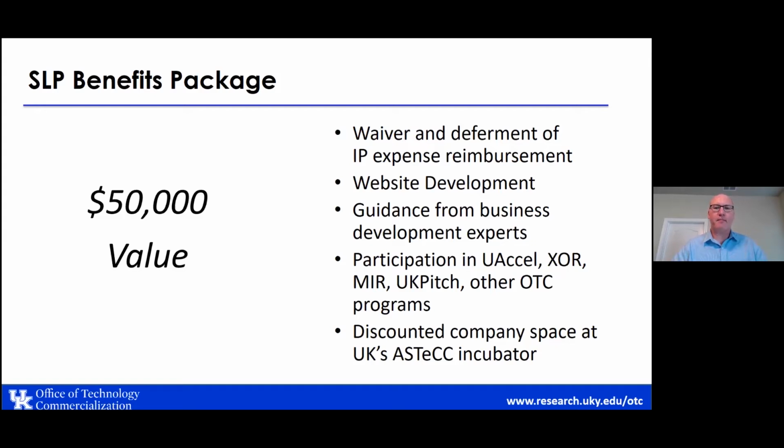You get guidance from business experts. So some of those are people that are on our team that have been working with startups and working with investors and working with SBIR and working with lots of other aspects of the startup and commercialization process. Some of those people are people that we'll bring in from the outside that can help you, that will be experts through some of the different programs that we offer.